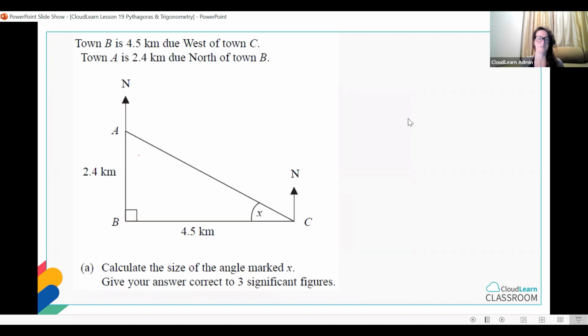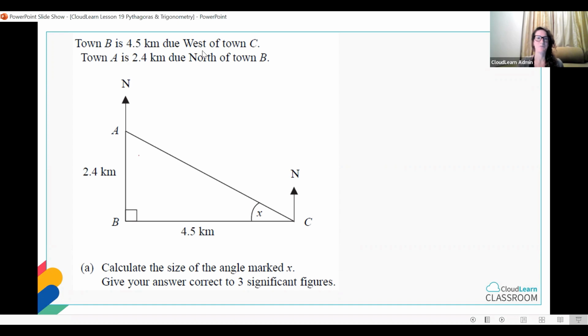Here we go. This is what I wanted to do, some more different style exam questions. You can see that this question is actually part of a bearings question, so we've got a diagram drawn for us. Town B is 4.5 kilometers due west of town C. There's a chance you could be given this kind of problem without the diagram. You'd have to draw the diagram in.